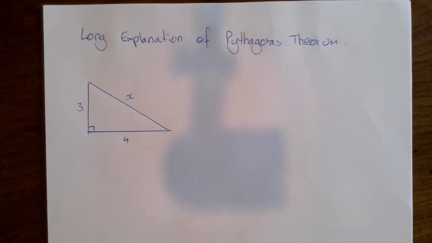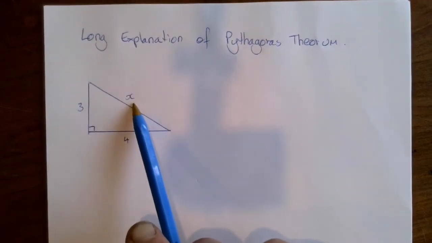Okay, a long explanation of Pythagoras. Pythagoras' theorem is really useful if you're working with right-angle triangles. It will only work with right-angle triangles, and the only other limitation of it is you need to know what two sides of the triangle are in order to find the unknown.